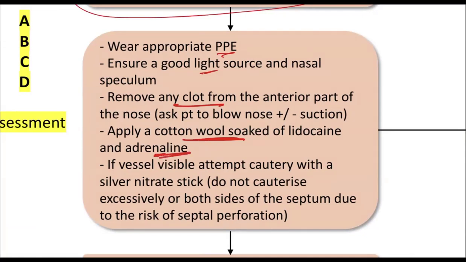If this doesn't help, remove the cotton wool which is soaked with the adrenaline. Visualize if there is any bleeding artery present. If you can visualize a bleeding artery, then you can cauterize using a silver nitrate stick. But make sure, if the bleeding is from both the nostrils, you cannot cauterize on both sides. If you cauterize on both sides, chances of septal perforation will be on the higher side. One of the complications of silver nitrate stick usage is septal perforation.